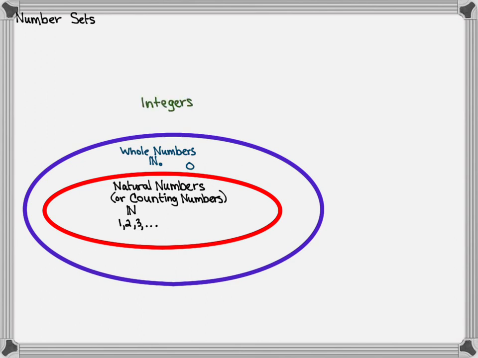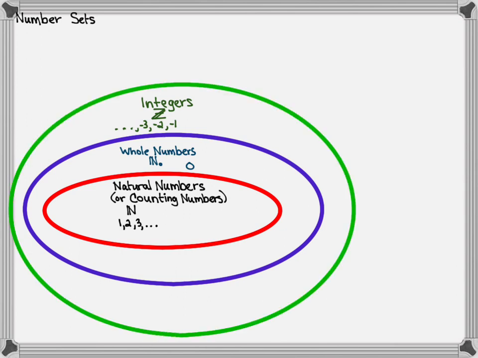And then our next number set are integers. And integers contain all of the natural numbers, all of the whole numbers, plus the negatives. So -1, -2, -3, and so on. And it's symbolized by a bold italic Z. So there's my integers.